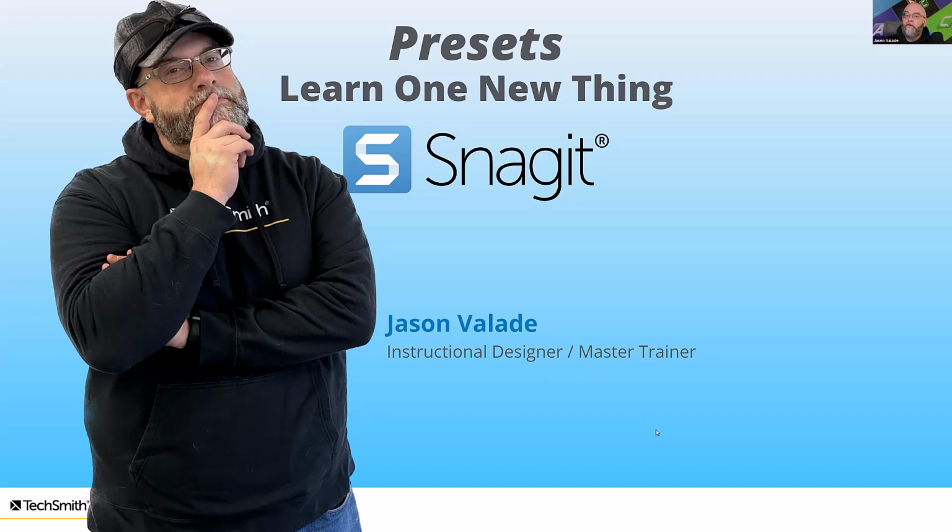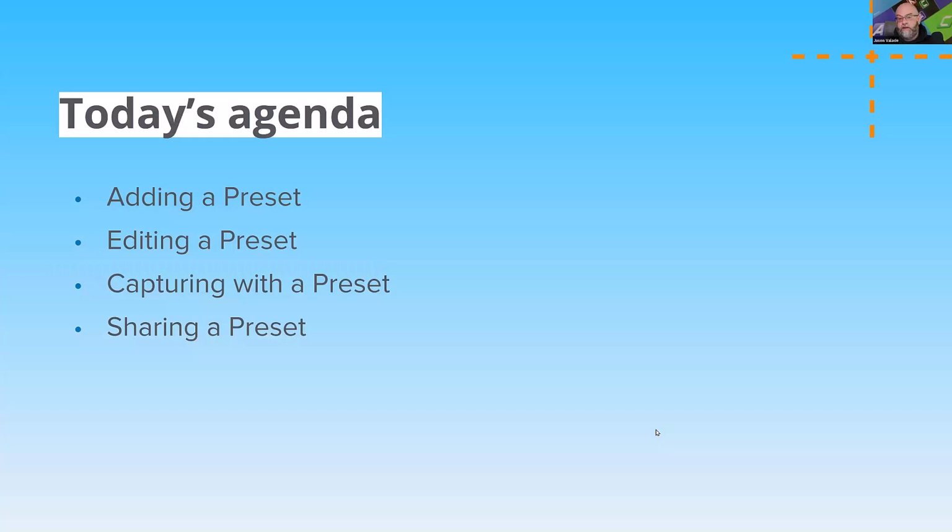So let's do a little housekeeping before we get started. The first thing we're going to talk about is today's agenda. I'm going to talk to you about how to add a preset, how to edit a preset, how to capture with that preset. And then if you have a teammate or a group of people that need to make the same sort of capture and that are using Snagit alongside you, you can actually share that preset right to them so that you can take the same kind of captures across your team. So that's really great to know.